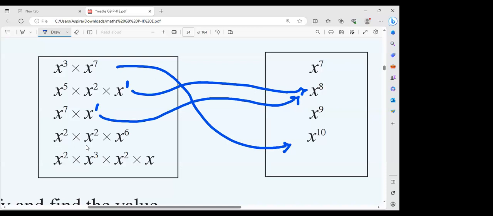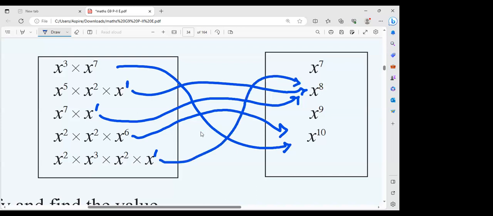X to the power of 2 times x to the power of 2 times x to the power of 6 matches x to the power of 10. X to the power of 2 times x to the power of 3 times x to the power of 2 times x to the power of 1 matches x to the power of 8. Yes. That means there is no answer for x to the power of 7 and x to the power of 9.